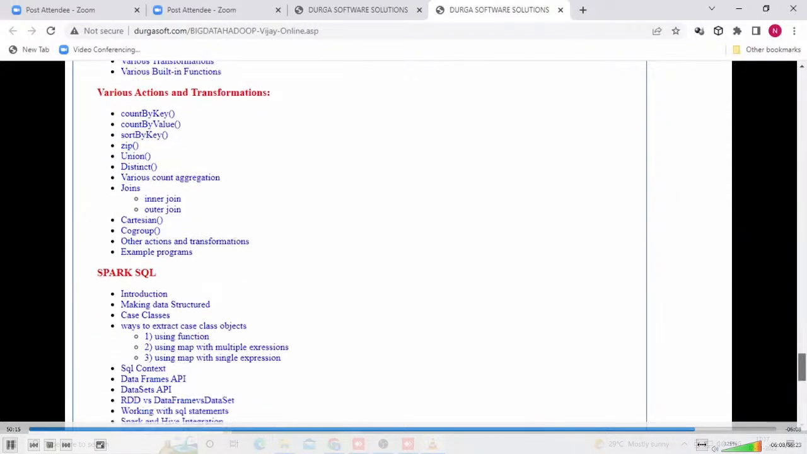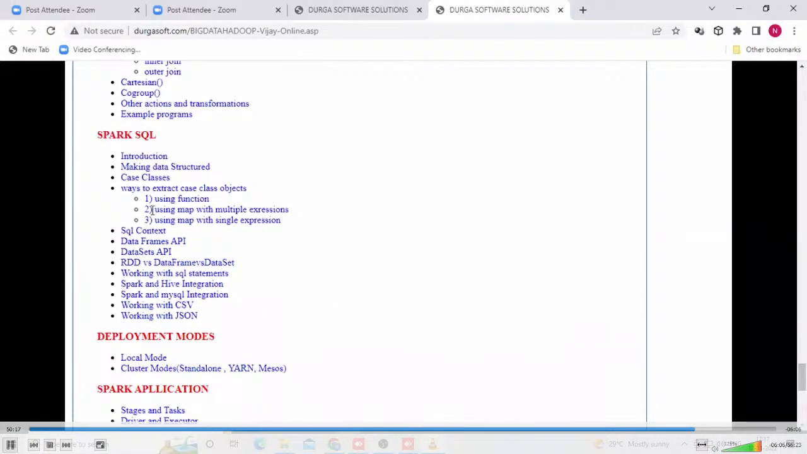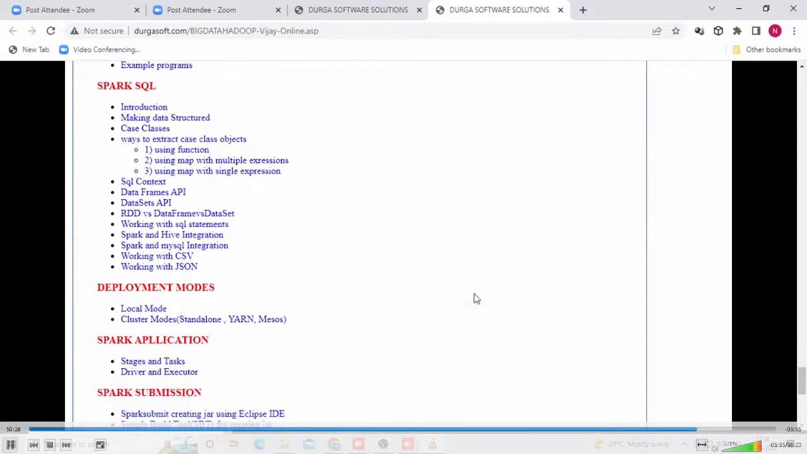Next, Spark SQL: making data structured and working with different data frames. We have many data frame APIs available, and working with different file formats, CSV, JSON, integration with MySQL, integration with Hive, and many other things. Hive and HBase integration, and deployment modes, local mode and cluster mode.